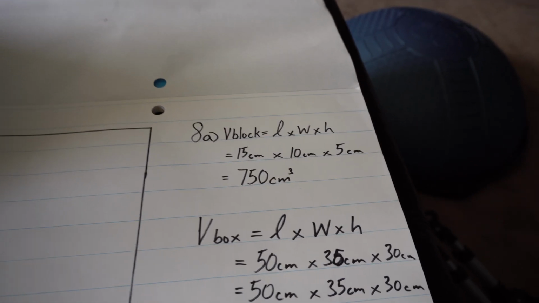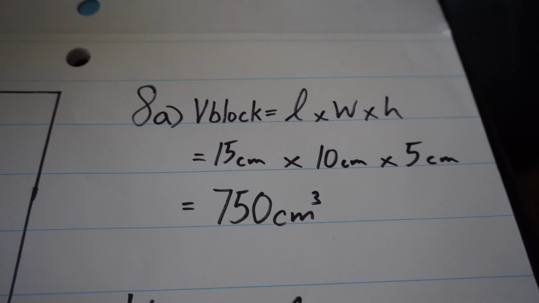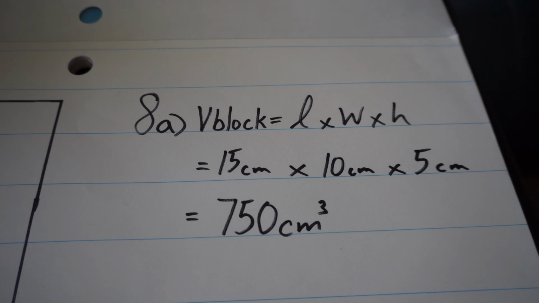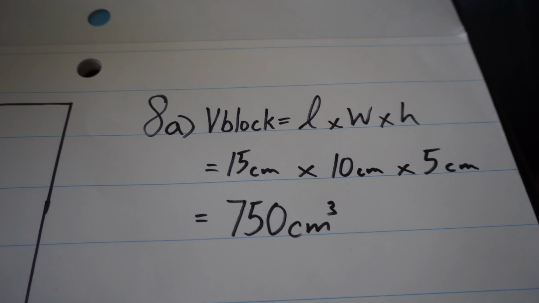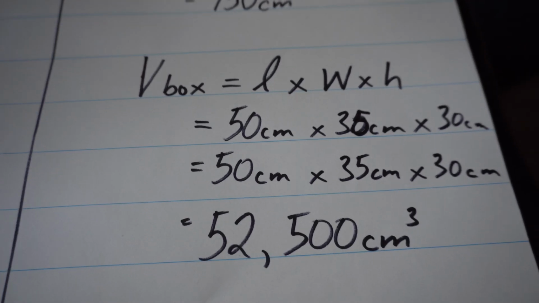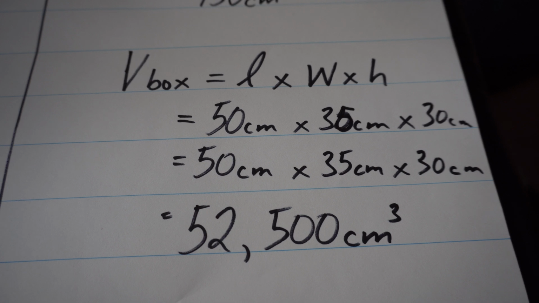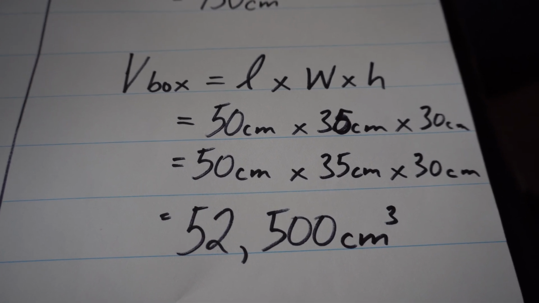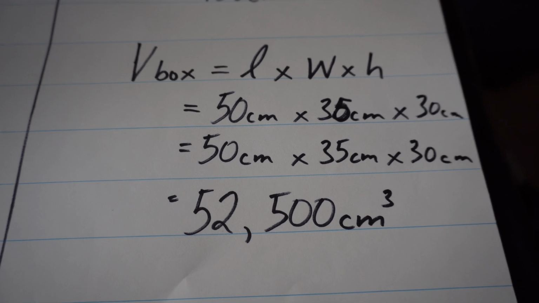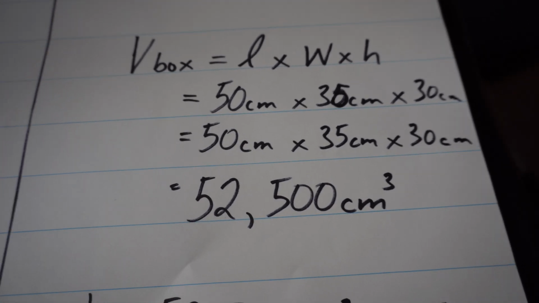Spoiler alert, here's the answer. So the volume of a block is length times width times height, which is 15 times 10 times 5, or 750 centimeters cubed. The volume of the box, length times width times height, works out to 50 times 35 times 30. I wrote it twice because of the mistake. And that equals 52,500 centimeters cubed, or cubic centimeters.